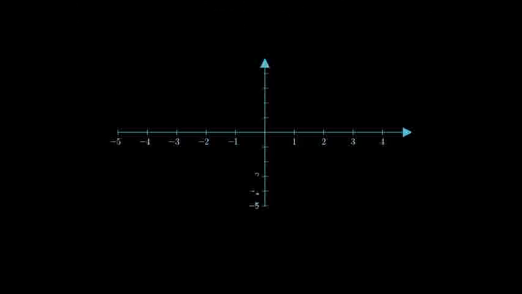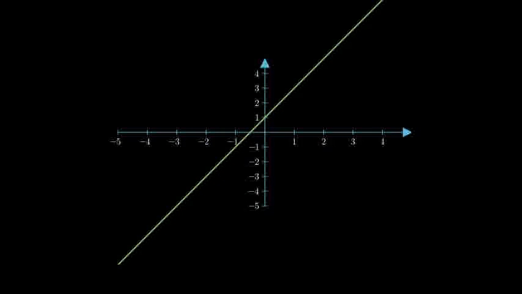Let's start with linear relationships. A linear equation looks like y = mx + b, where m is the slope and b is the y-intercept. Graphing this equation will create a straight line. The slope represents how y changes with x.